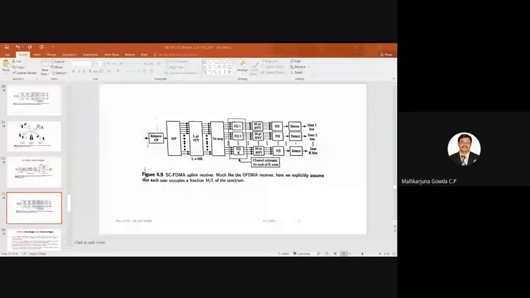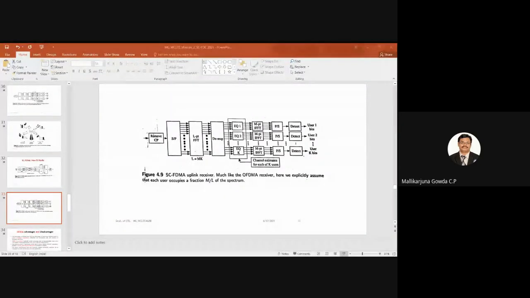FEQ, right? That is frequency domain equalizers we are using. Since K number of users are there, so we are using K FEQs, frequency domain equalizers. Then do the M point IFFT operation for each. Do parallel to serial, then do the detection to get back the corresponding bits to the corresponding users.